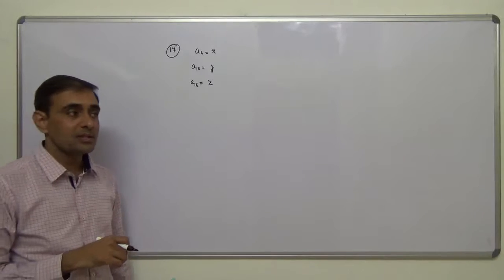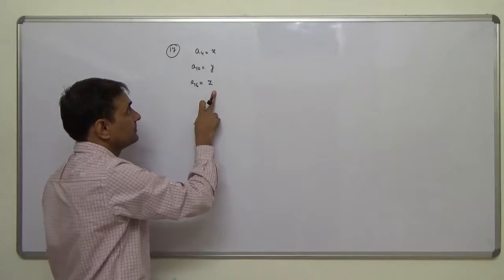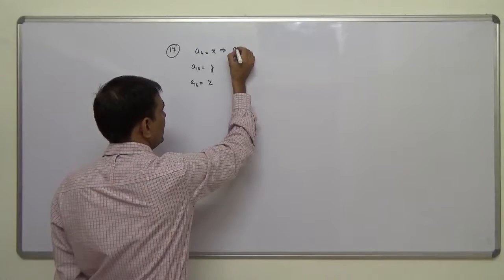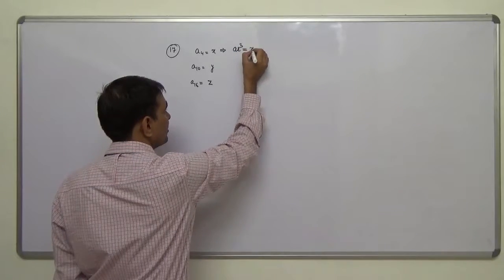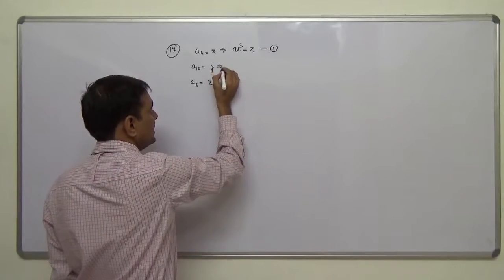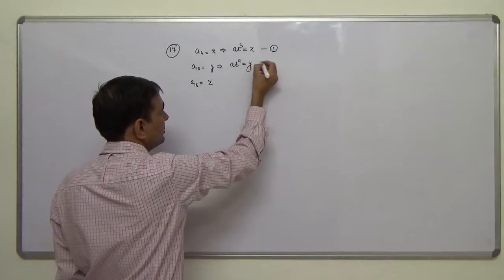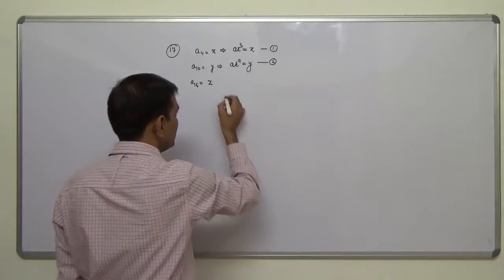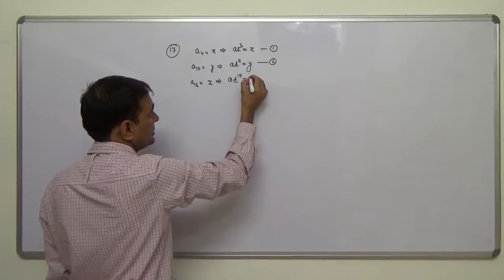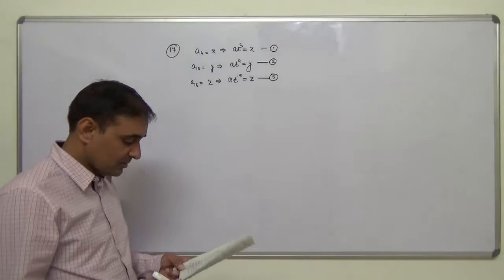हमें प्रूव करना है कि x, y, z GP में हैं. A4 is x, A10 is y, A16 is z, ये हमें गिवन है क्वेश्चन में. A4 के लिए हम लिख सकते हैं AR cube is equal to x. This is relation 1. A10 is y, what is A10? AR to the power 9 is equal to y. This is relation 2. A16 is z, that is AR to the power 15 is equal to z. This is 3. ये तीन रिलेशन हैं, इनकी हेल्प से हमें प्रूव करना है.